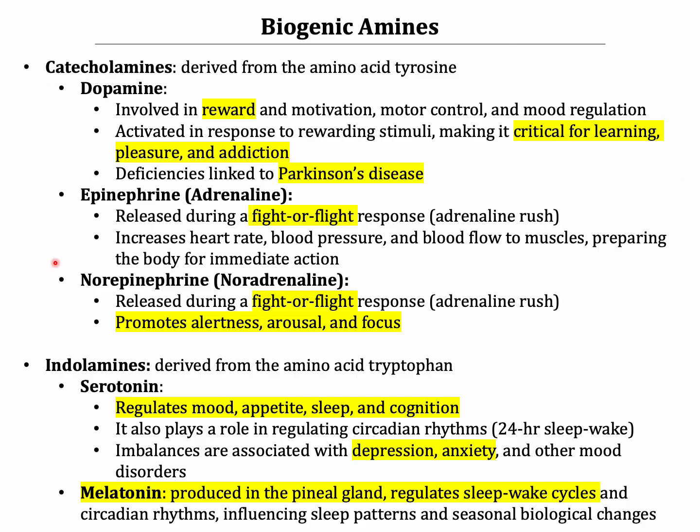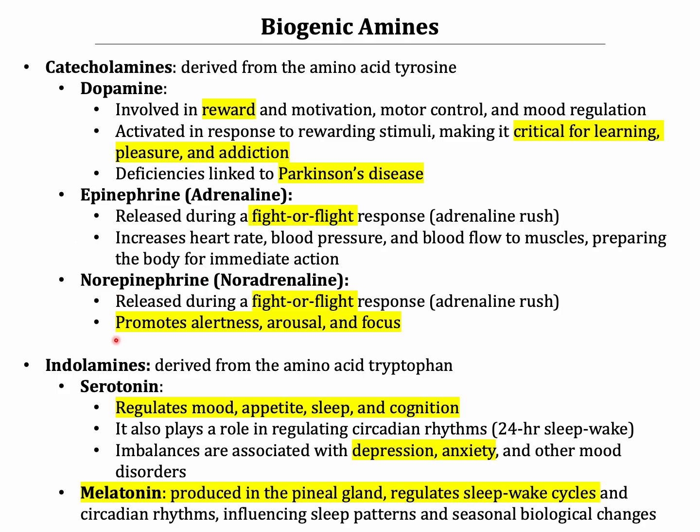Our next group are biogenic amines. So we have catecholamines and indoleamines. Catecholamines include dopamine, epinephrine, and norepinephrine. Together, epinephrine and norepinephrine are released during our fight or flight response. They're what create the adrenaline rush. They alter the body and put it into a fight or flight state. So our heart rate changes, blood pressure changes, blood goes to our brain and our muscles so we can fight someone off, right, or run for our life.